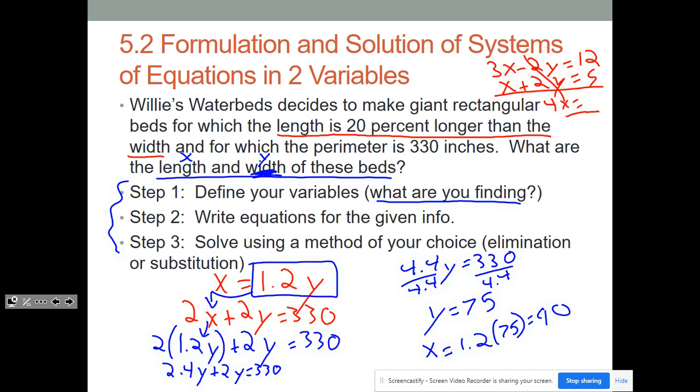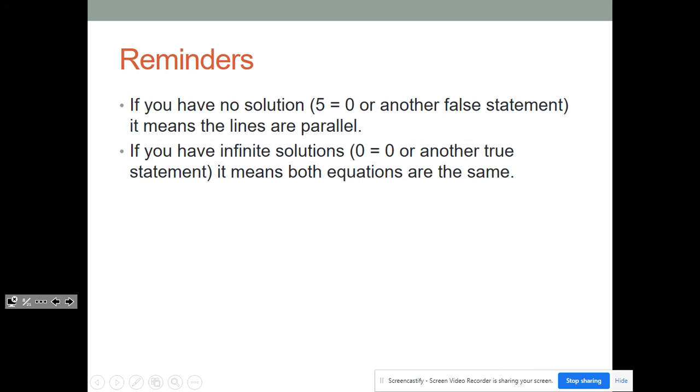So a couple things to keep in mind when we solve these. If we have no solution, in other words, you get a number equals another number, generally a number equals 0, which is not true. If you get a false statement, that's no solution, meaning they're parallel, they never cross. So no solution means they don't cross. And again, that's when you get something like this as an answer.